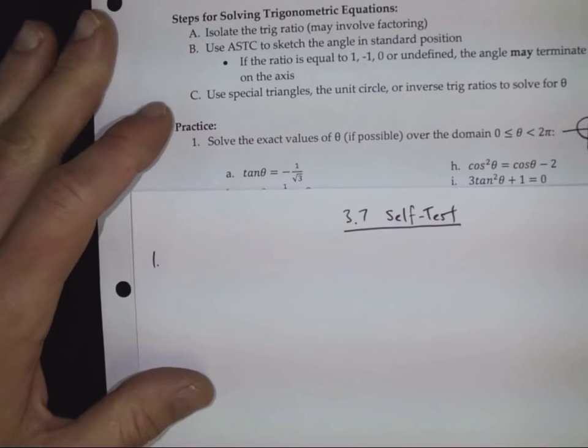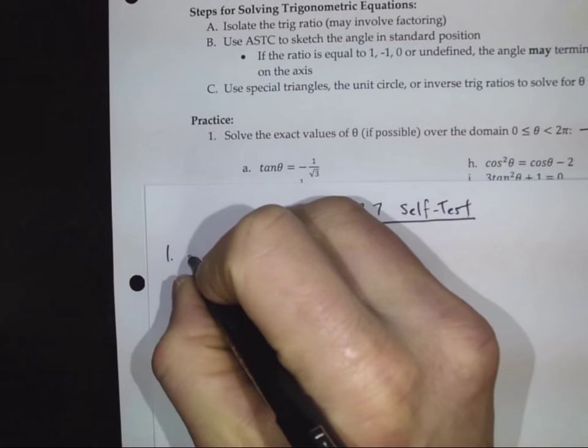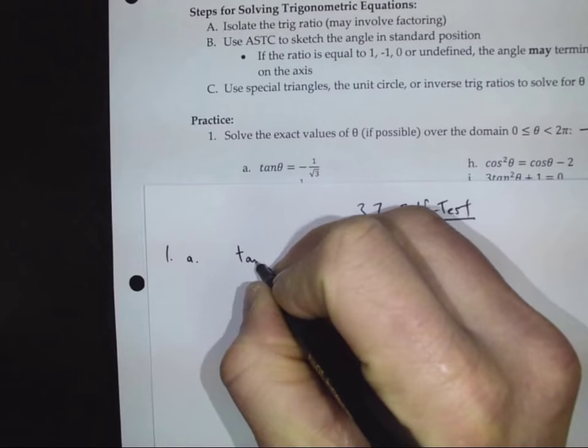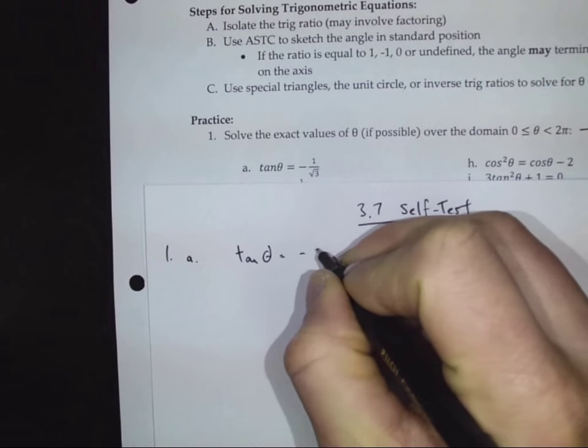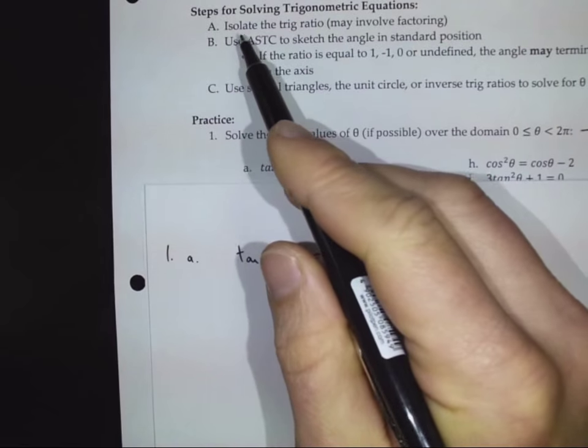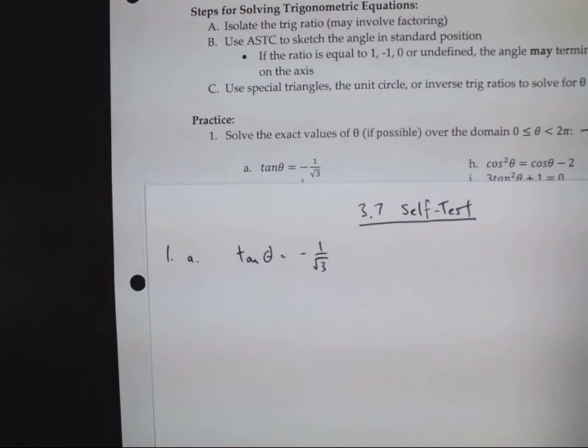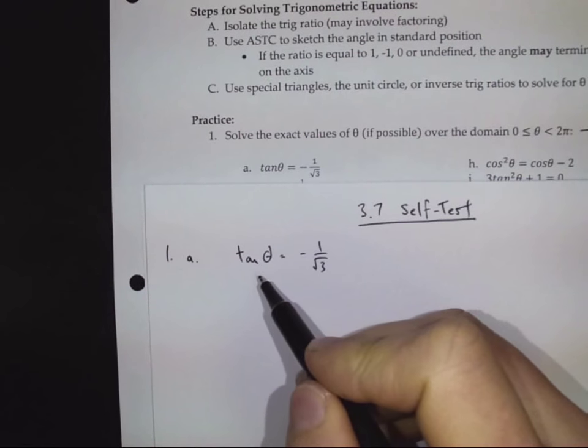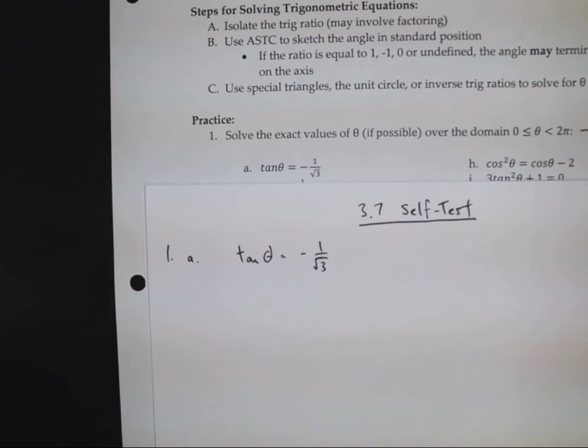All right, so we'll look at A here. The question is tan theta is equal to -1 over root 3. Now, in this case, our first step is already complete. Our trig ratio is isolated already, so we're fine there. We're going to move on to step B.